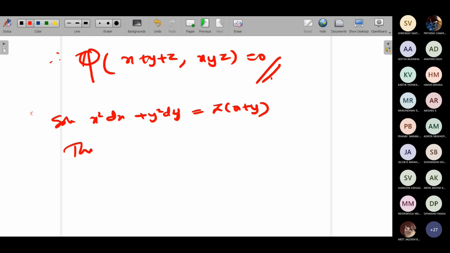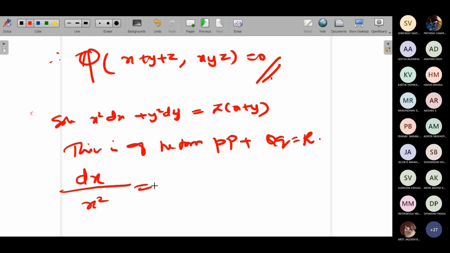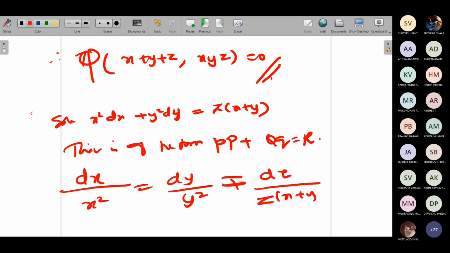Okay, so this is of the form Pp plus Qq equal to R. So the subsidiary equations are dx by x square equal to dy by y square, equal to dz by z into x plus y. Okay. Now, as usual, you can choose the multipliers.